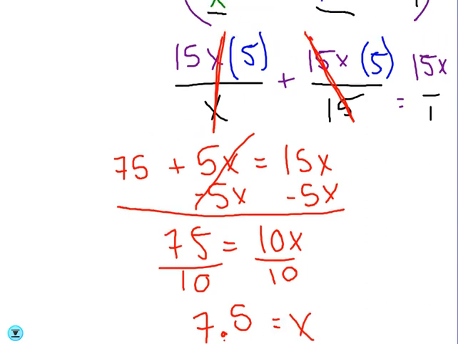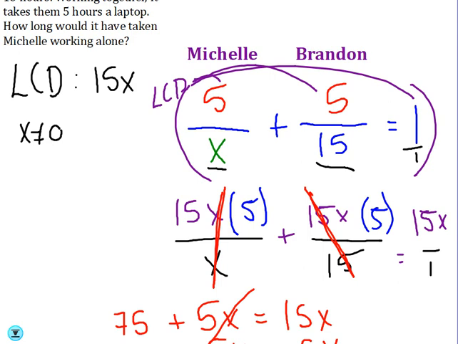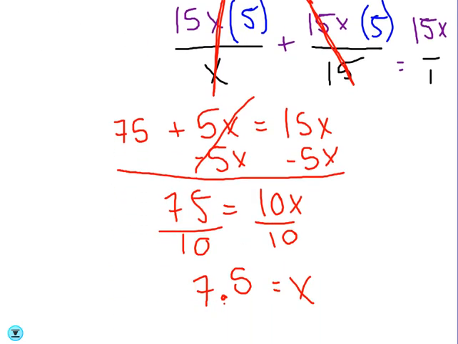Now we do want to recheck our restrictions. Yep, she didn't work no hours, so 7.5 is a valid solution and the answer to our word problem.